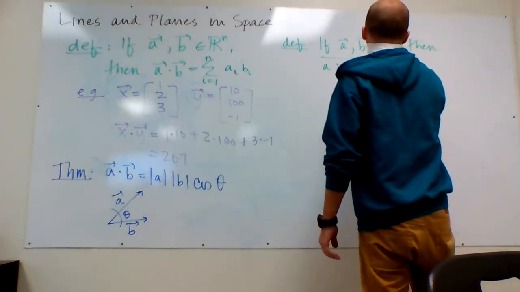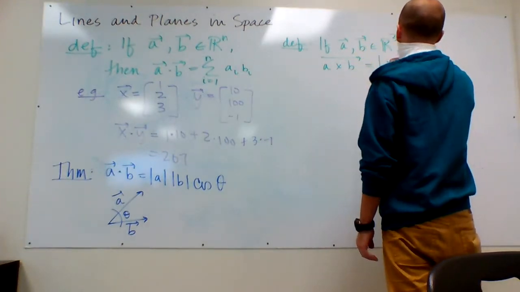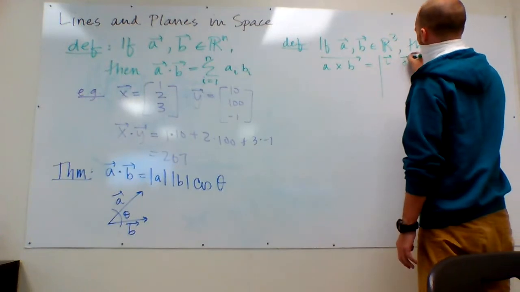Okay, so it's equal to the determinant of the matrix that has the unit vector i, the unit vector j, unit vector k.